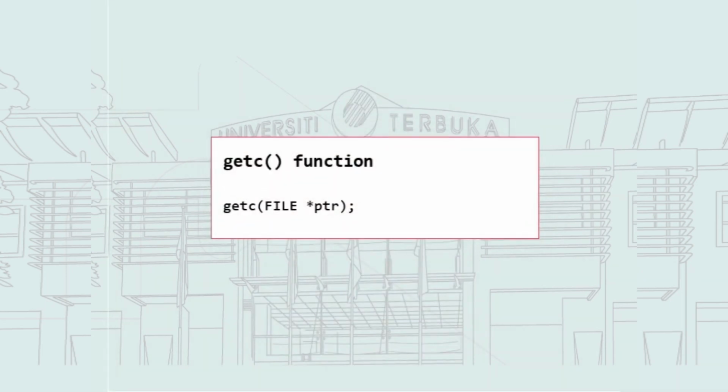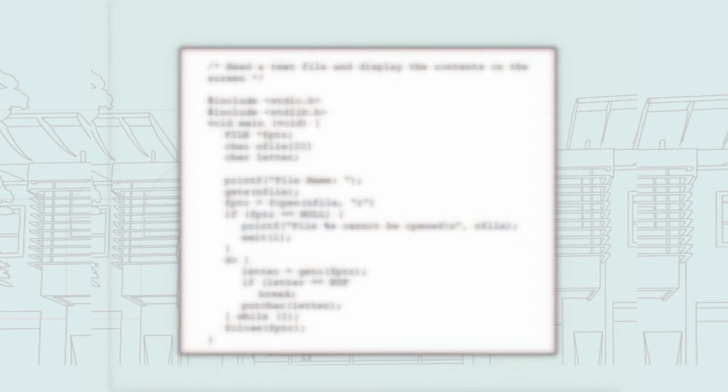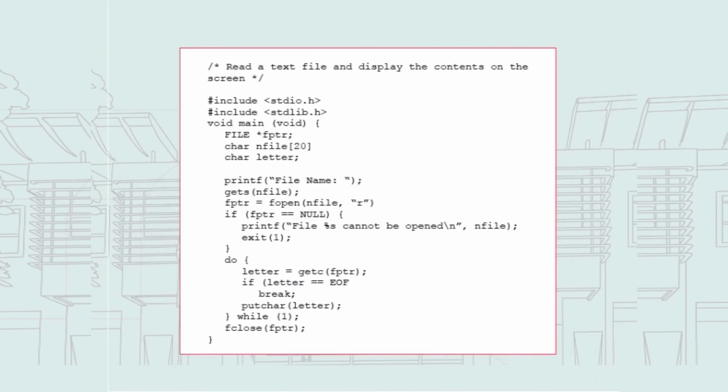Okay, we are done with the fprintf and fscanf statements. Now we move to the getc function. This function can be used to read a character from a file. The general syntax is like this. The getc function returns the character that was read from the file. If the function returns the end of file value, it means that the end of file has been reached. Take a look at this program.